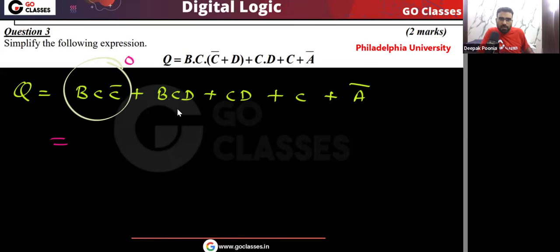Now notice one thing. Look at this. Here you can apply the absorption property, right? Here if I apply the absorption property, it will become C. Already there is A bar. Correct? Yes or no? So very simple.